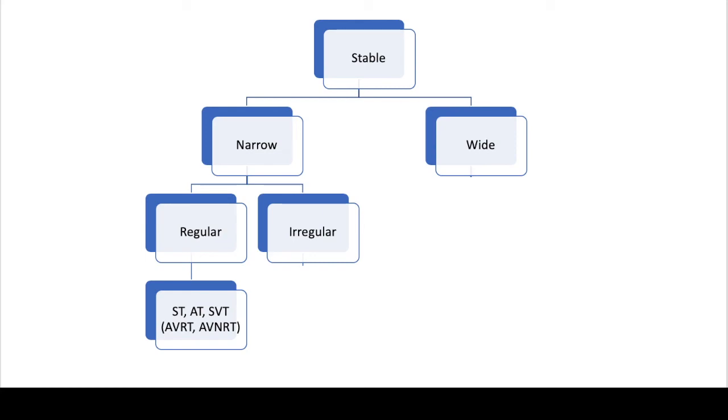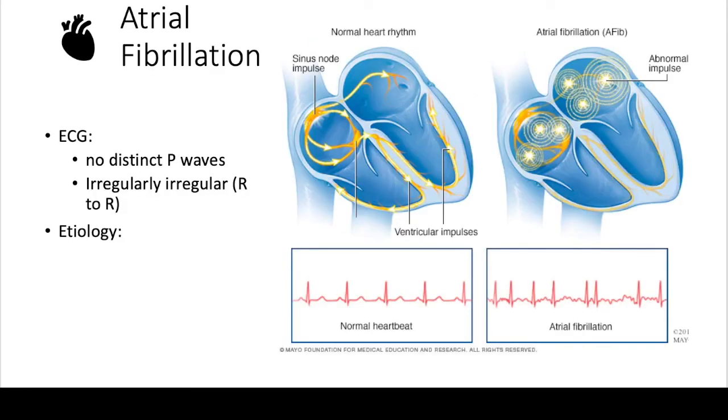Now let's talk about the narrow complex irregular tachycardias. There's three that we should know about. There's atrial fibrillation, atrial flutter, and multifocal atrial tachycardia. Starting with AFib, this is probably the most common tachycardia that you'll see in the hospital.